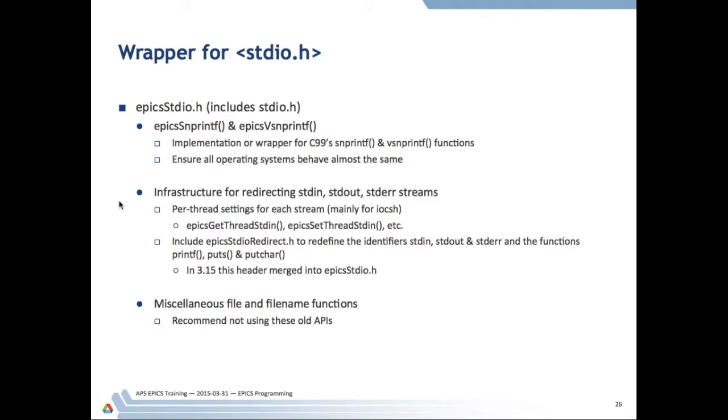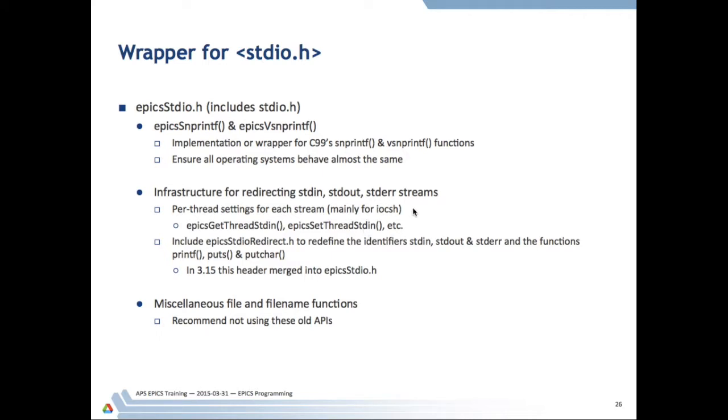There's a whole infrastructure in EPICS standard I/O for redirecting, and this gets used within the IOC shell for redirecting standard in, standard out, and standard error streams. So what it has is a per thread setting for each of the standard streams, to allow you to redirect all the standard error output, standard output, or that sort of thing into another stream, which is probably a file in many cases. So you can actually find in a particular thread, get what my standard in is, or set my standard in, and so on.